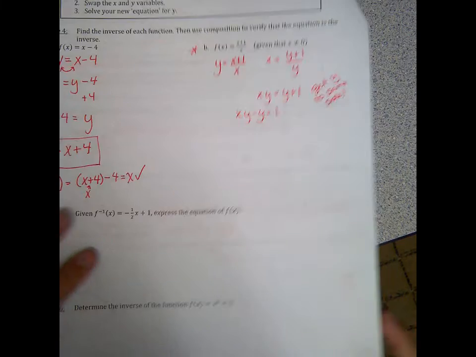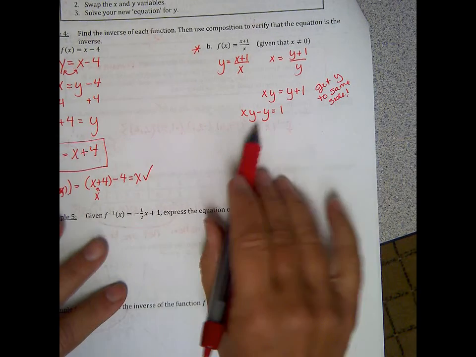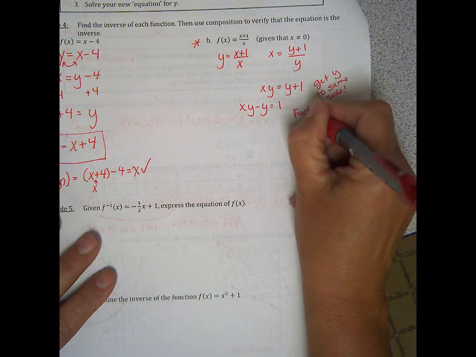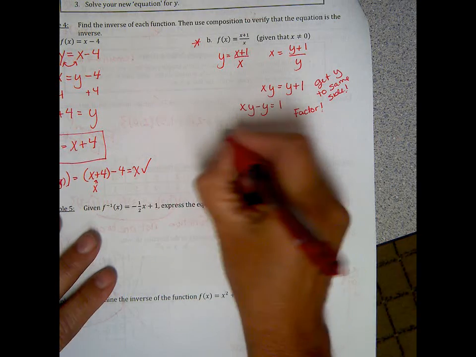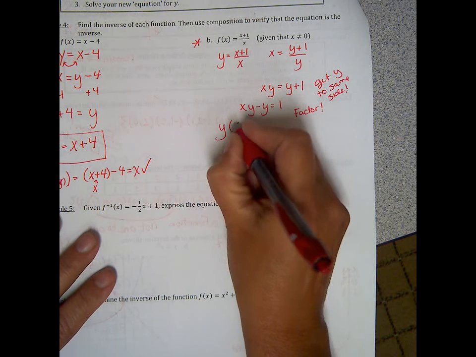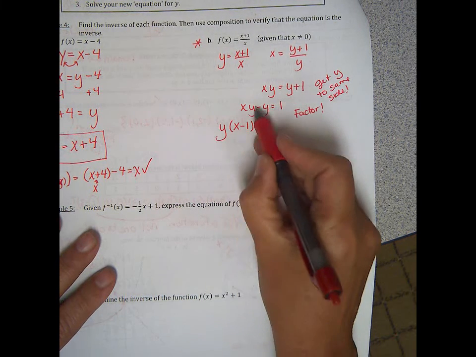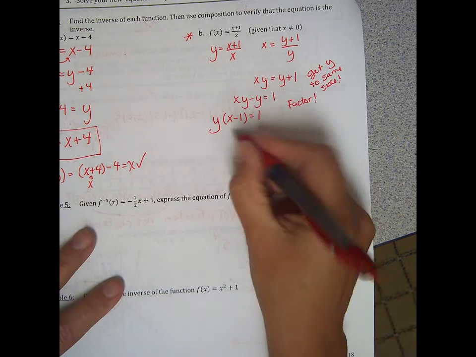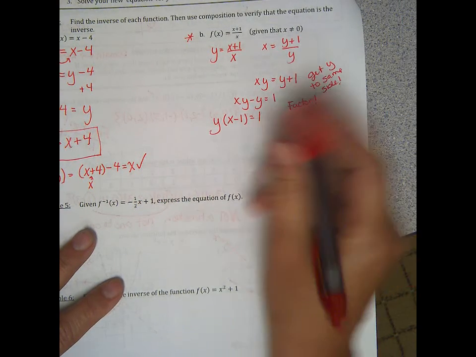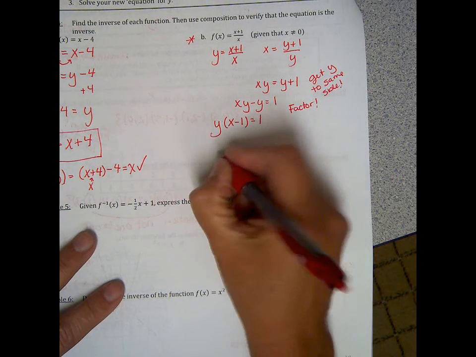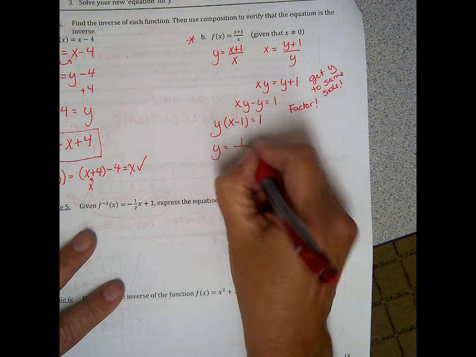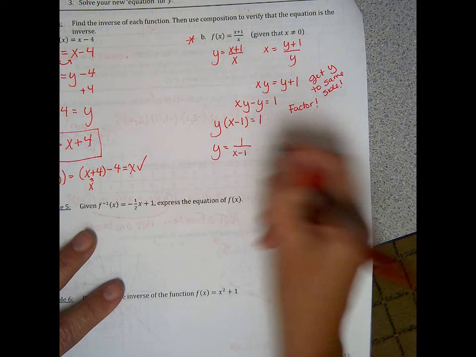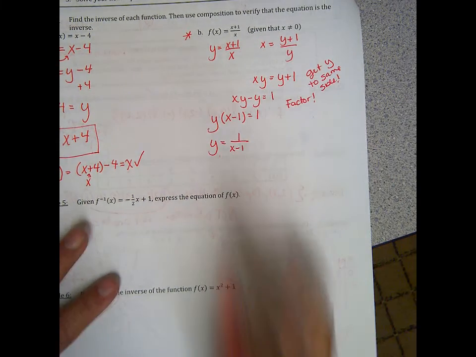Okay, still confusing as to what to do, but I got to get 1 y, so I am going to factor on this next step. I'm going to factor out the y, that's the GCF, and I have y times x minus 1. Y times x is xy, y times 1 is y, equals 1. I want to get y alone, remember what I'm trying to do. So I'm going to divide both sides by x minus 1. Y equals 1 over x minus 1. So this is the inverse as soon as it's solved for y.